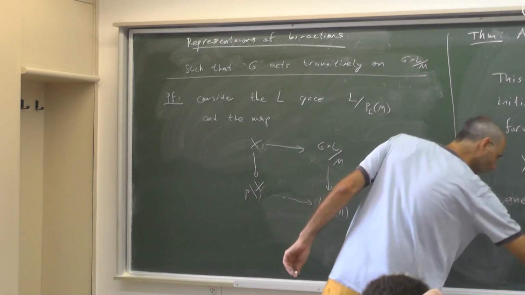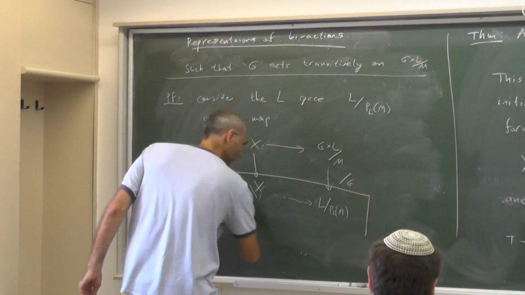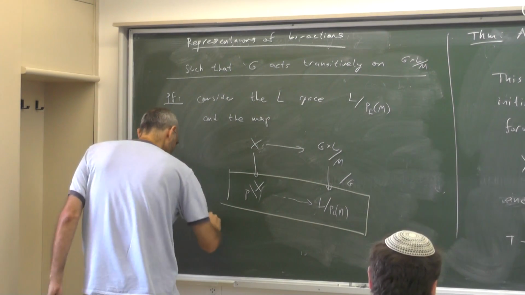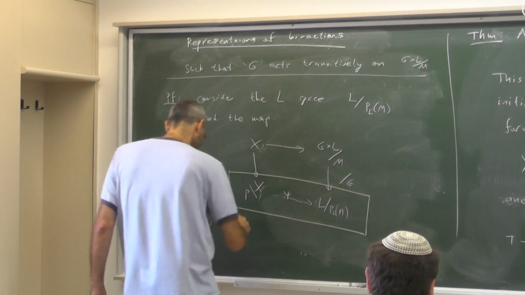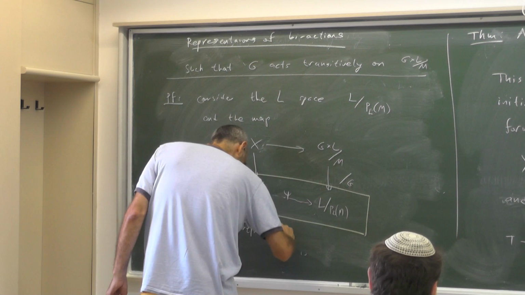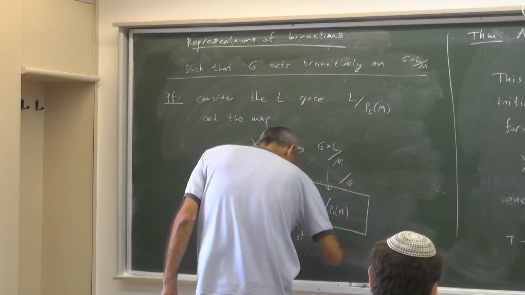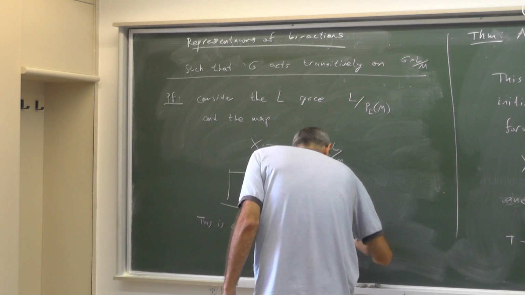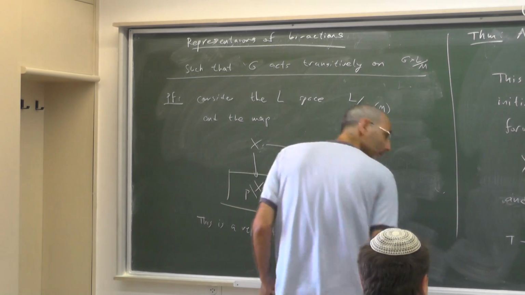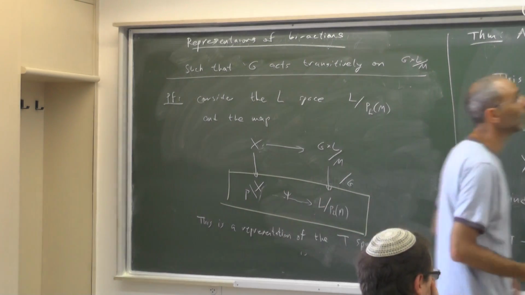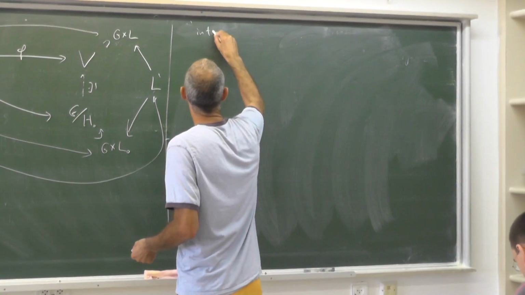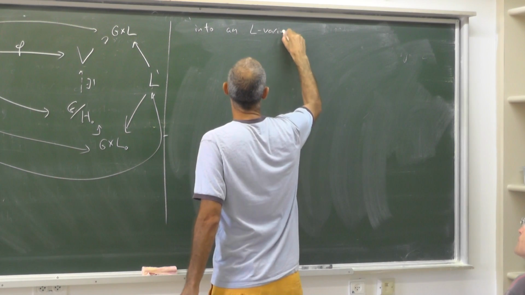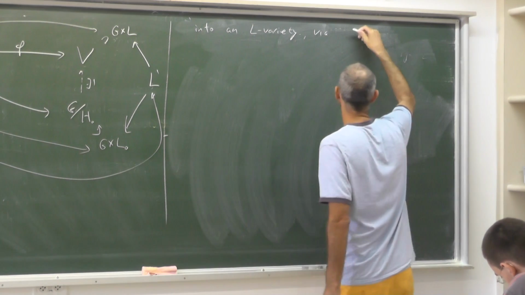So forget the upper half of the diagram. Just take this thing. Look at that. This here reflects to this psi map, a representation. This is a representation of the T space, x mod gamma. T still acts on x mod gamma, and it is a representation of this guy into an L variety via the algebraic representation of T.